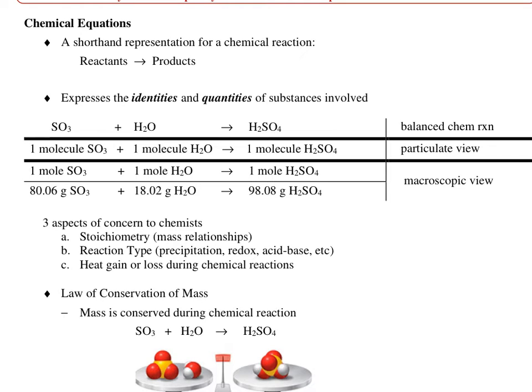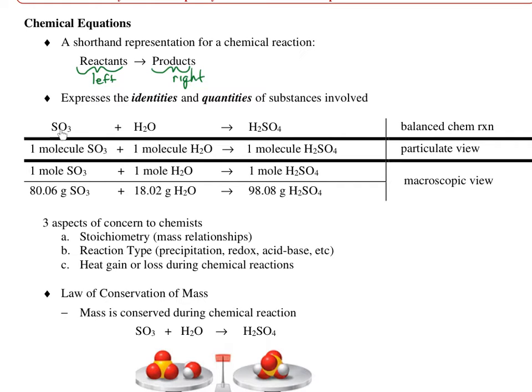Chemical equations are shorthand representations for chemical reactions. As we see, the reactants are shown on the left, the products are shown on the right, and the chemical equation is represented by this arrow. The chemical equation expresses the identity and quantity of the substances involved.